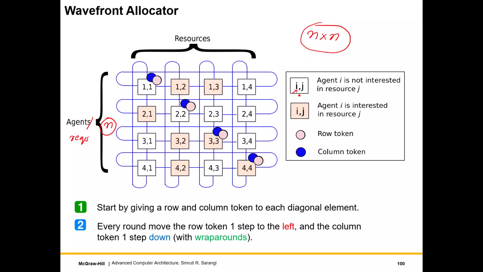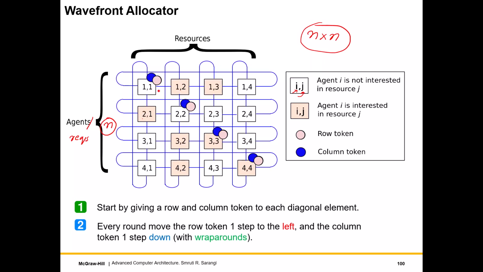So the ith agent is interested in the jth resource. As you can see, 2 1 2 1 means I am in the second row, I am agent number 2, I am interested in resource 1. Similarly, this is 3 4 4 4, so on and so forth. Of course, if I am interested, I have a different color. If I am not interested, I don't have a color, I am kind of uncolored.